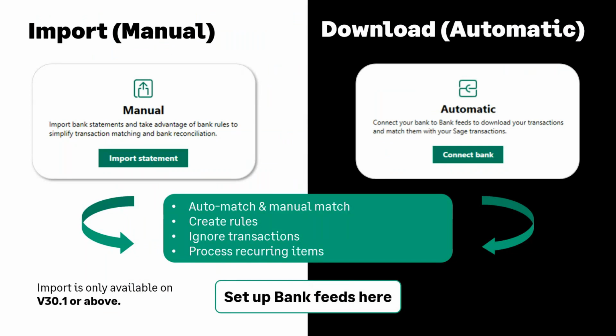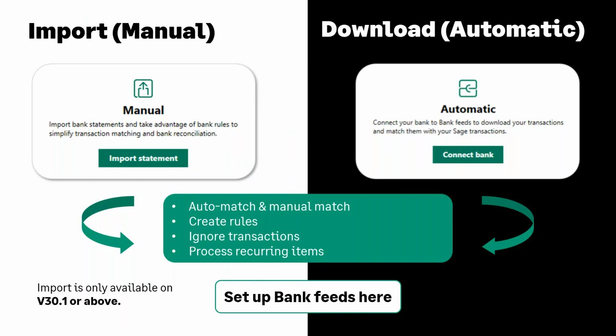Okay, so we've set up, we've gone through the two options here, but what I do want to make you aware of is that once you've set it up, whichever way you decide, actually processing in bank feeds is exactly the same. You get access to exactly the same features. So automatic match, manual matching, creating rules, ignoring transactions, and processing recurring items as well.